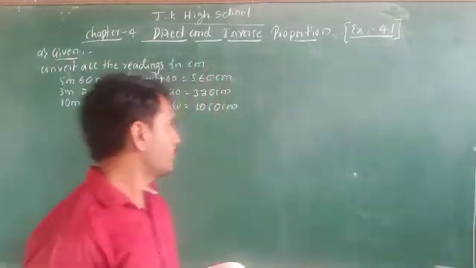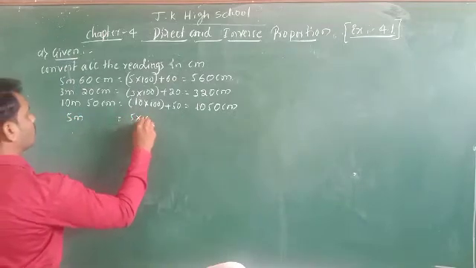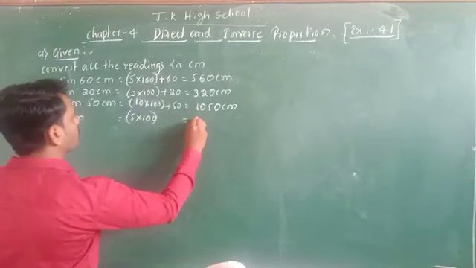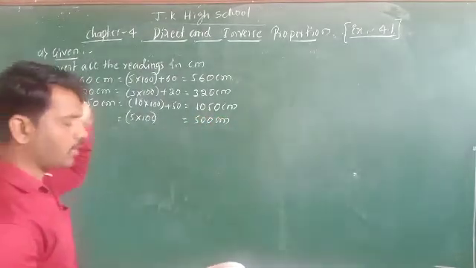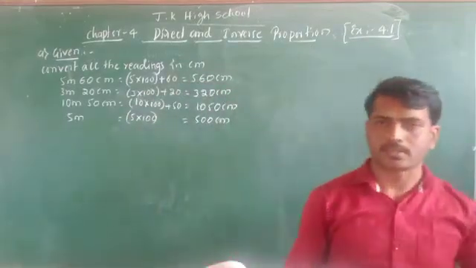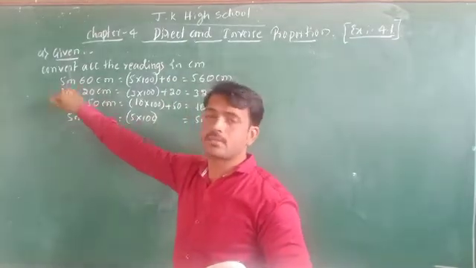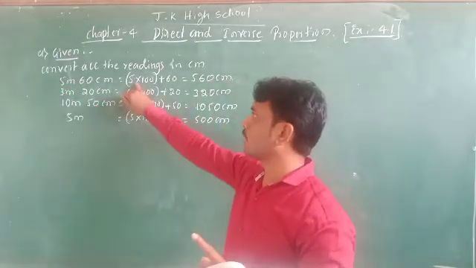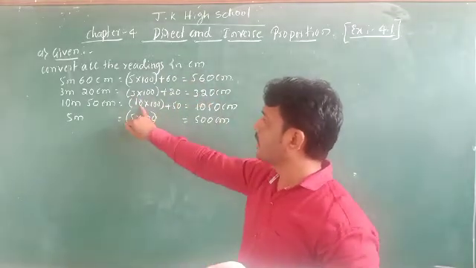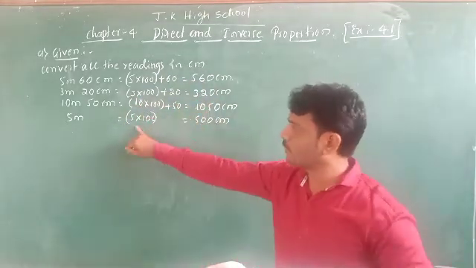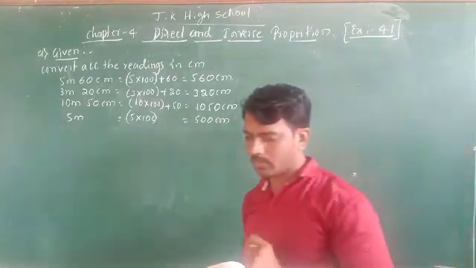That is 5 meter long. So 5 meter is nothing but 5 into 100, is equal to how much? 500 centimeter. I have converted all the readings in centimeters. Understanding, children? So 5 meter 60 centimeter, 1 meter is equal to 100 centimeters. So 500 plus 60, 560; 300 plus 20, 320; 1000 plus 50, 1050; 5 into 100, 500 centimeters. All readings are in the same unit.